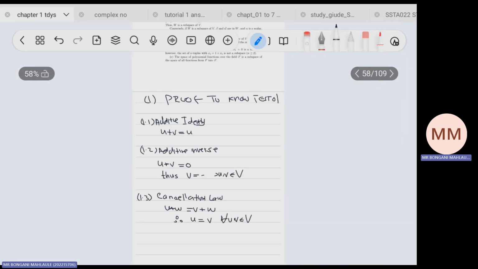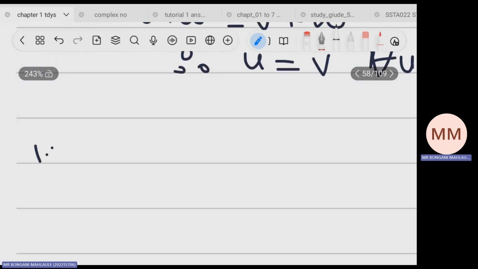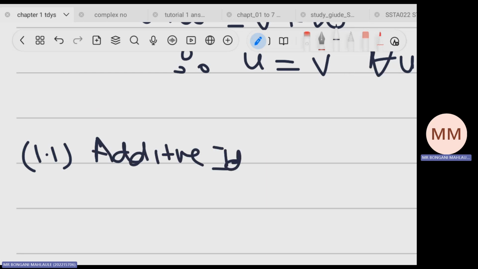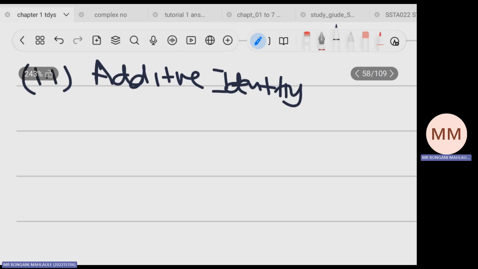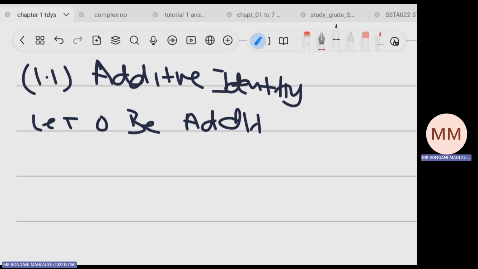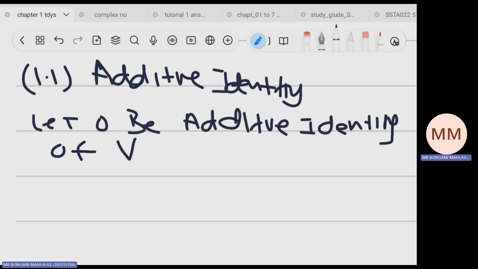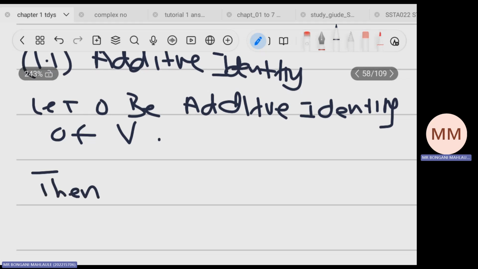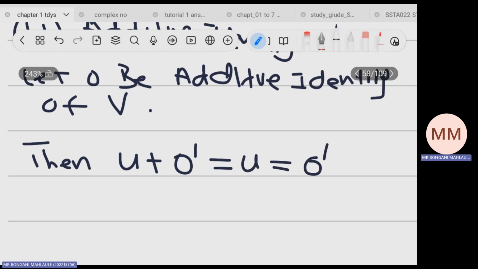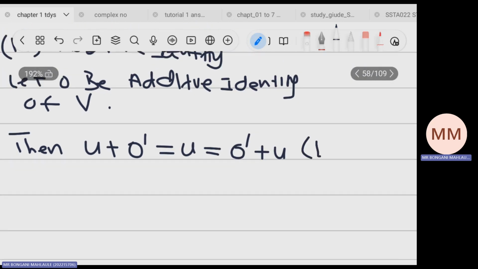So let's start with the first one, 1.1, the additive identity. So I'm going to say let 0 prime be an additive identity of V. Then U plus 0 prime must be equal to U, and this will be equal to 0 prime plus U by law of associativity.